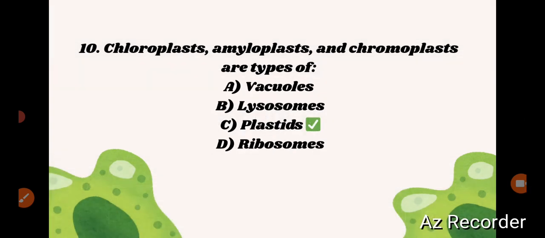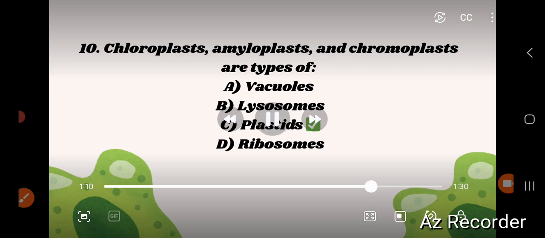And next, chloroplasts, amyloplasts and chromoplasts are types of vacuoles, lysosomes, plastids or ribosomes. What is the answer? Plastids. Yes, all these are plastids, a group of plant organelles with specialized functions. These are all plastids.